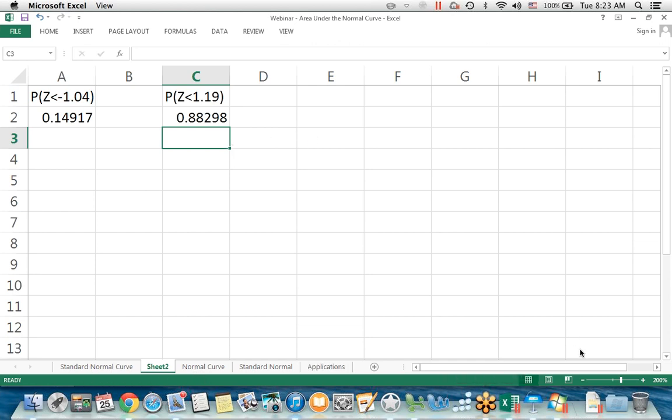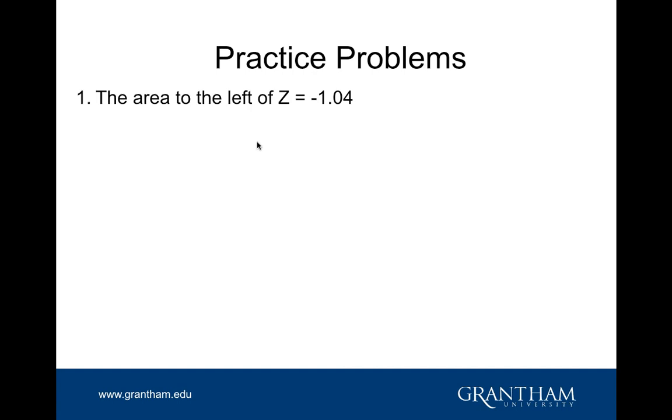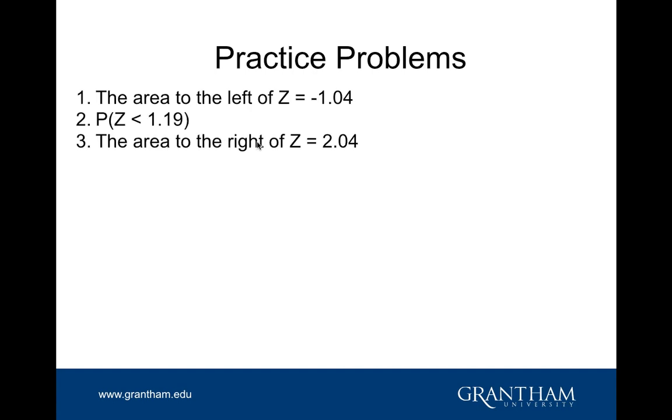Now let's go back to our presentation. The next problem asks us to find the area to the right of z of 2.04. The fourth problem asks us to find the area to the right of 1.61. So let's go back to our Excel spreadsheet and see if we can find these.